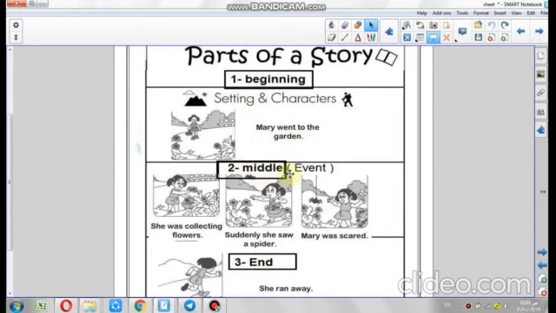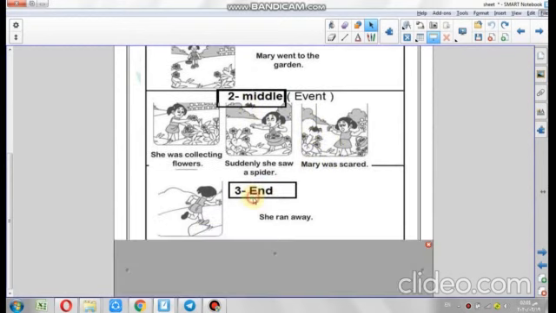Number 2, the middle: the events in this story, or what happened in this story. Event number 1 is she was collecting flowers. Mary collected these flowers. Event number 2 is suddenly she saw a spider. Number 3, Mary was scared. Mary was very scared of this spider. At the end of this story, Mary ran away from this spider.